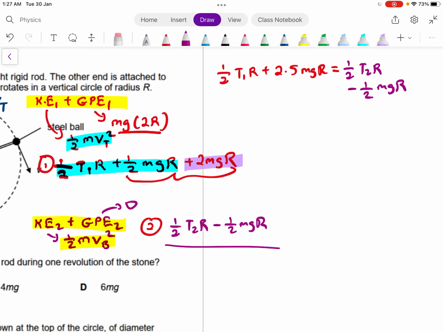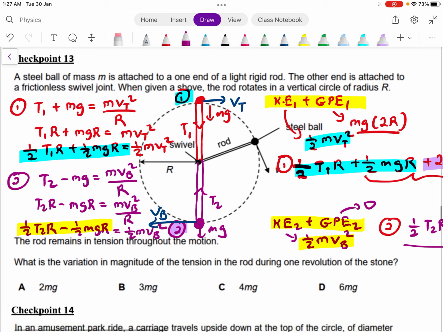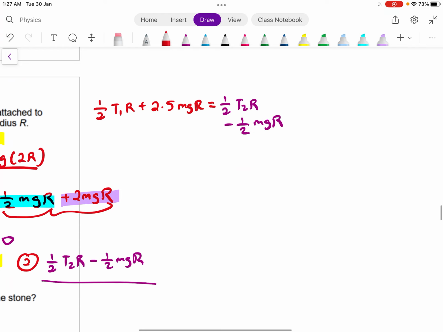They actually ask us one thing: what is the variation in magnitude of the tension in the rod during one revolution of the stone? That means we want to know the difference between the tension T2 and T1. Always remember, T2 is the maximum tension and T1 is the minimum tension. So I believe what they are asking is the maximum tension minus the minimum tension. Let's use this equation to find it.